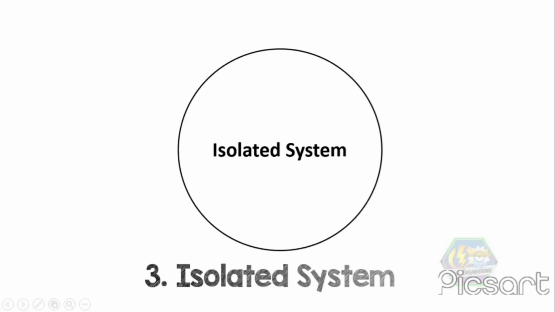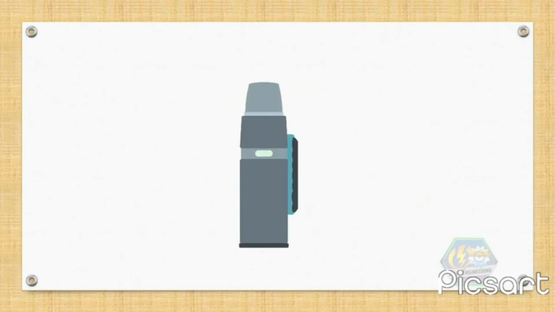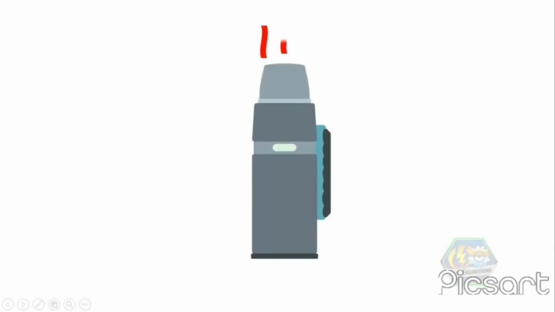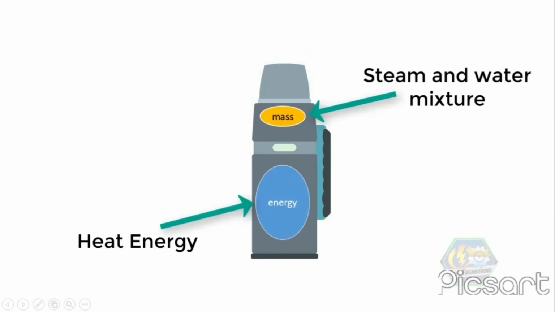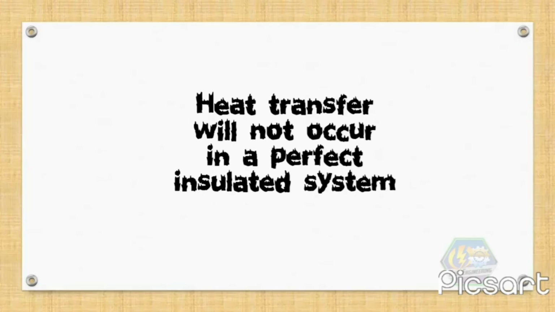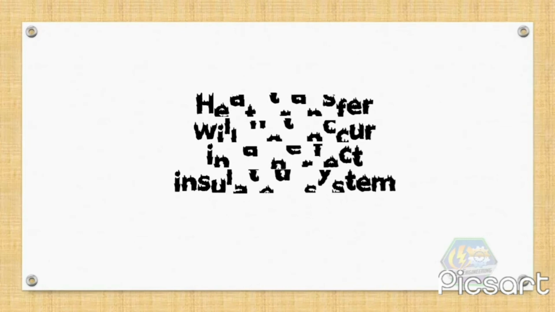Finally, an isolated system is a system in which neither energy nor matter transfer occurs. An example is a heat insulated system, that is a thermos, where the thermos will not transfer mass or heat, so the hot water stored can last a long time. Attention, heat transfer will not occur in a perfectly insulated system.